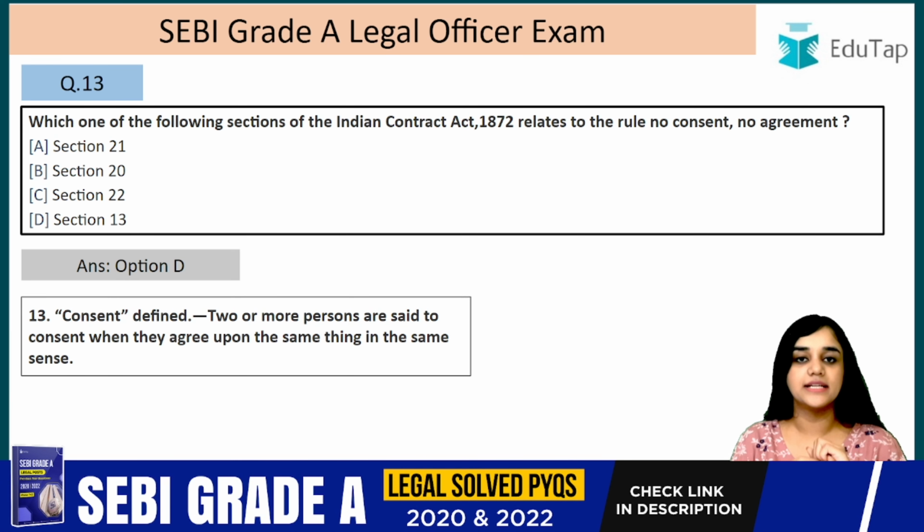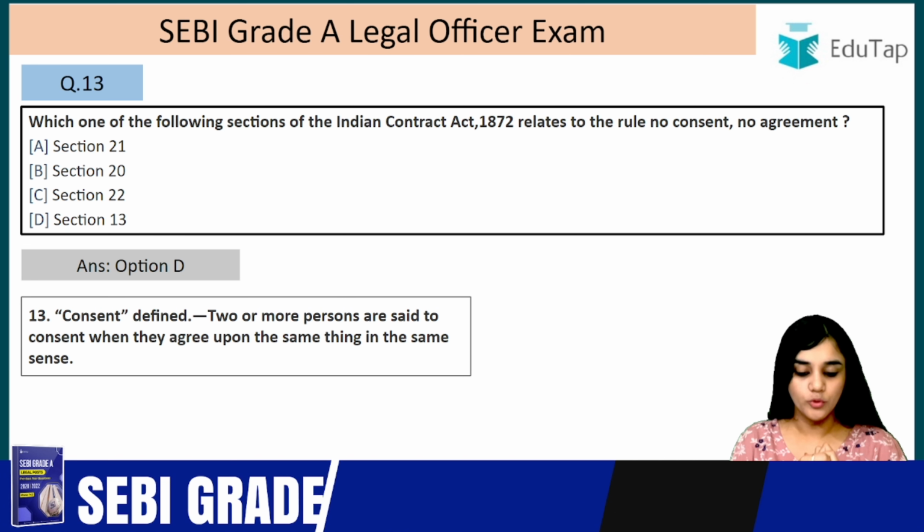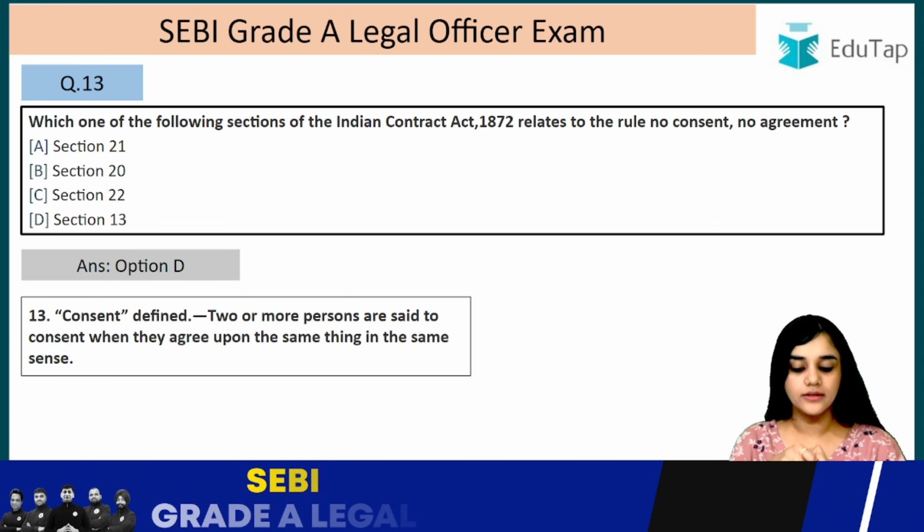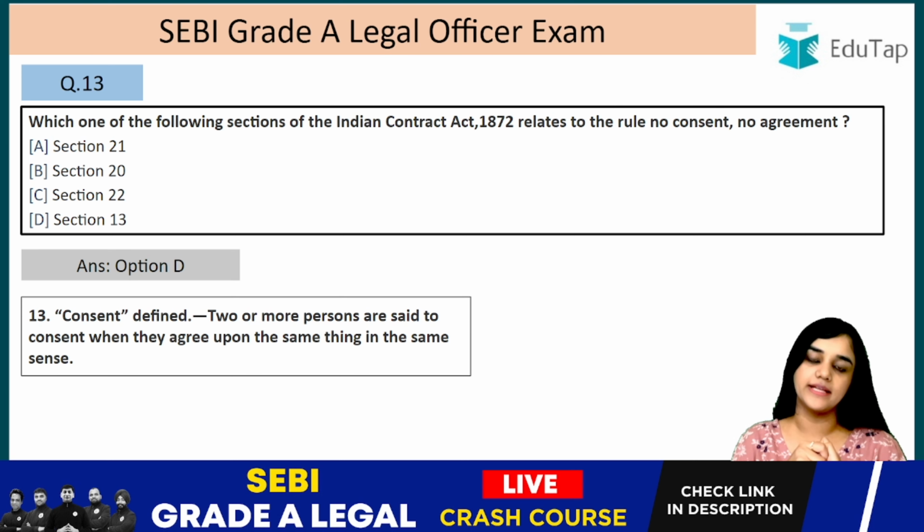It has to be at the same time and in the same sense. Then only the acceptance is right, then only the consent is right, right? So two or more persons are said to consent when they agree upon the same thing in the same sense.